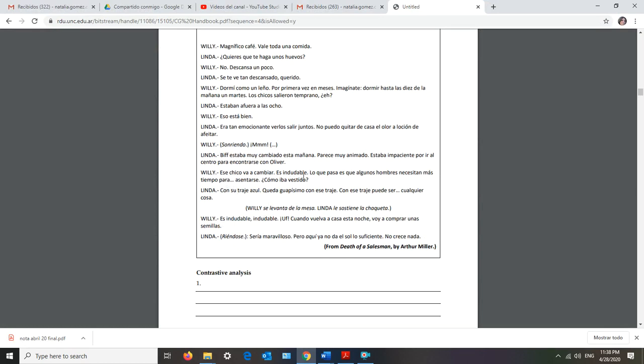Ese chico va a cambiar, es indudable, lo que pasa es que algunos hombres necesitan más tiempo para sentarse, cómo iba vestido, con su traje azul. La idea del cambio precede a la aseveración de que es indudable ese hecho, por ende toda esta idea de que va a cambiar el chico es indudable. Toda esa idea que está expresada en distintas oraciones, todo eso es indudable. So, all of this is the referring expression, okay? That you can express with the pronoun eso, okay?